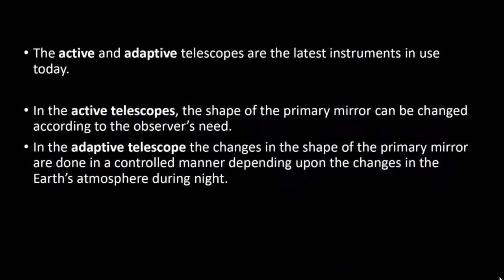An important thing to learn is that there are two different kinds of telescope, the active and adaptive telescopes. In an active telescope, the shape of the primary mirror can be changed according to the observation needs, and this is done with the help of pistons placed at the back of the mirror support. This is called an active telescope. In an adaptive telescope, the changes in the shape of the primary mirror are controlled according to the observer's need, so that it responds to changes in the Earth's atmosphere during the night.